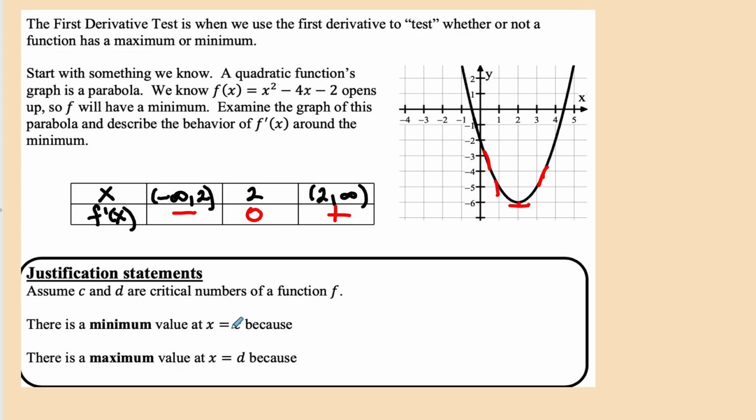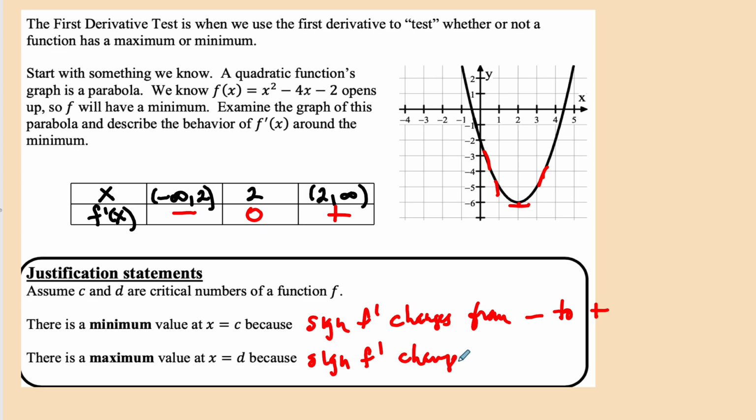There is a minimum value at x equal to c because the sign of the first derivative changes from negative to positive. And likewise, if the parabola were going down, we would have a maximum value, and we would say that because the sign of f prime changes from positive to negative.